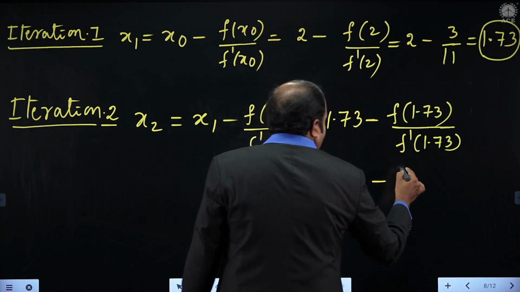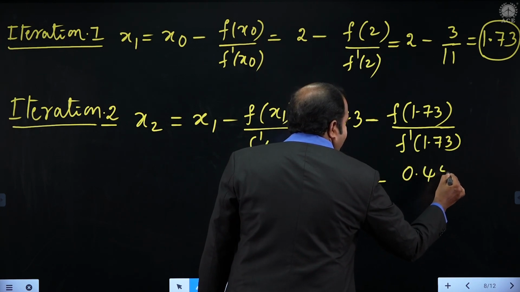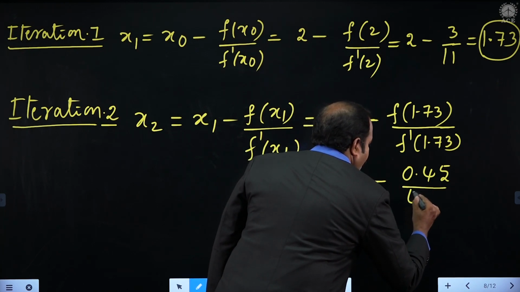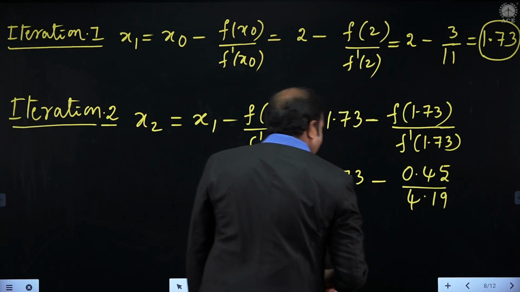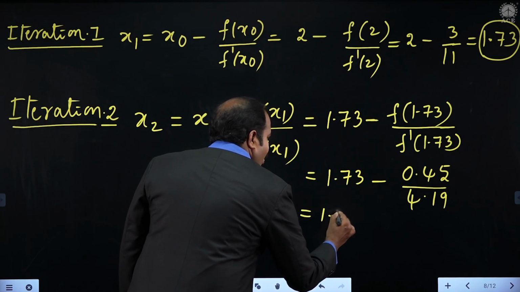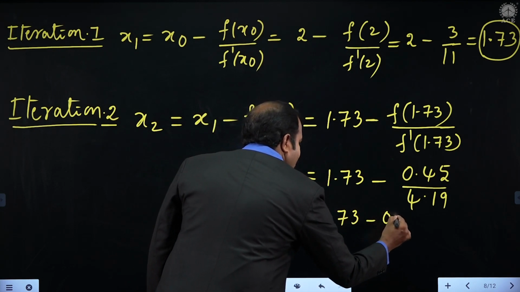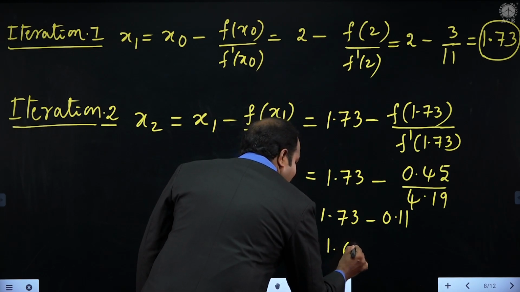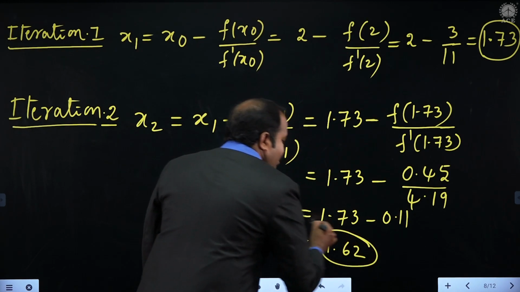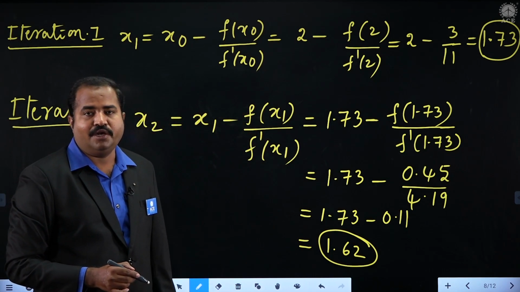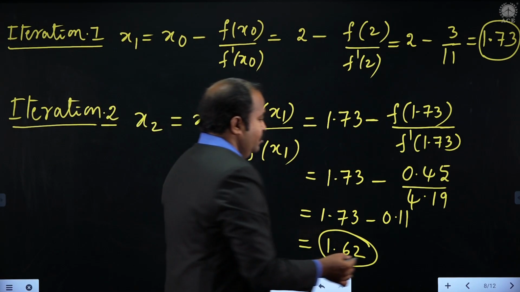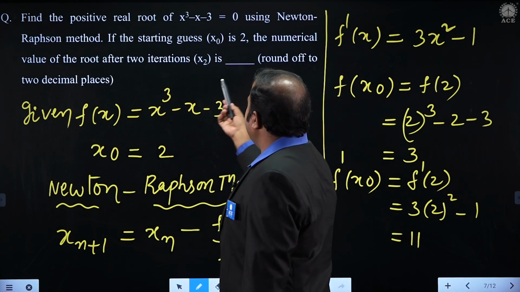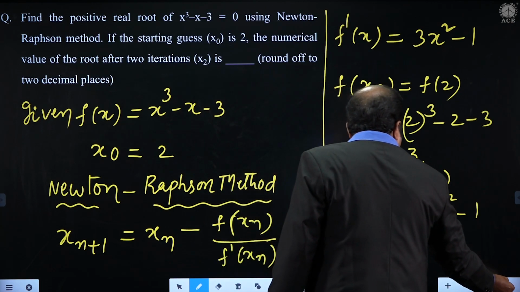By simplifying, the value is 0.45. Similarly, f dash of 1.73 is 4.1319. So, this is equivalent to 1.73 minus 0.11. So, finally, this is equal to 1.62 only. This is the second iteration value. So, therefore, the value of the root after 2 iterations is what?